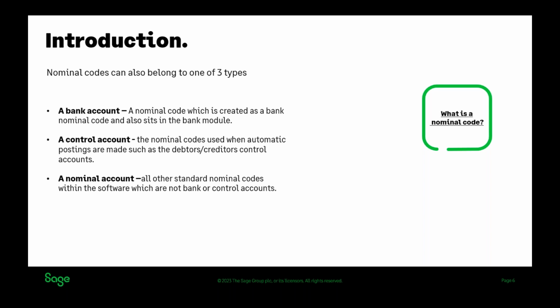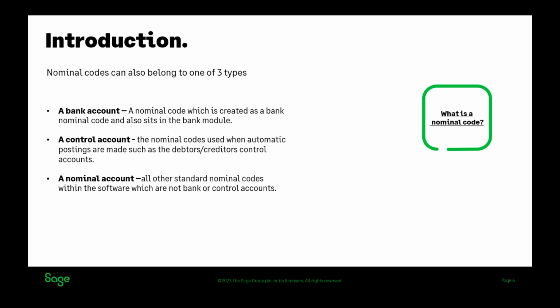So we have bank accounts, and these are the nominal codes which are created as a bank nominal code. So they are still a nominal code. They still sit in our nominal codes list. However, they also sit within our bank module as well. So they're special codes that will sit in two of the ledgers within the software.